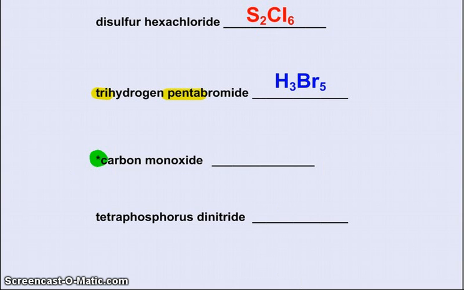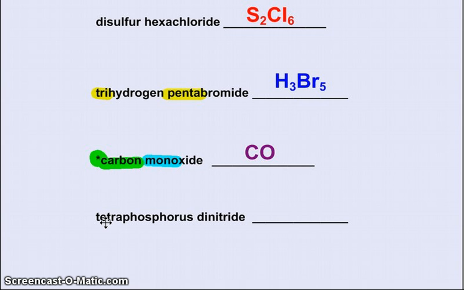Now there is one little exception, and on your friend the flowchart, it says there that you don't need mono with the first element. So if our first element only has one atom, then I don't need to say monocarbon. So carbon monoxide is CO. I do need the mono with the second element, but I do not with the first. So you've probably heard of carbon monoxide compared to carbon dioxide that we exhale, which is CO2. But carbon monoxide, again, you don't need mono with the first element.